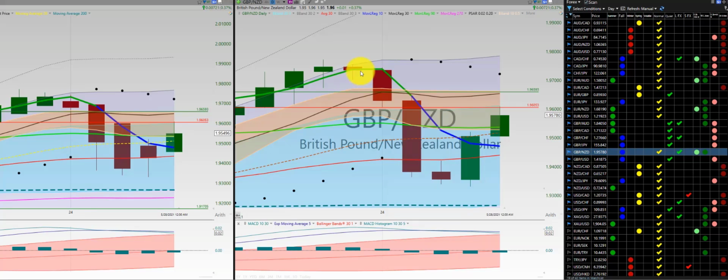British pound, New Zealand dollar. Beautiful 1-2-3 punch out. Now, if you use the RL90 as a target, or if you let it go using the 200 as a target, this was a great trade overall. No further trade the rest of the week.